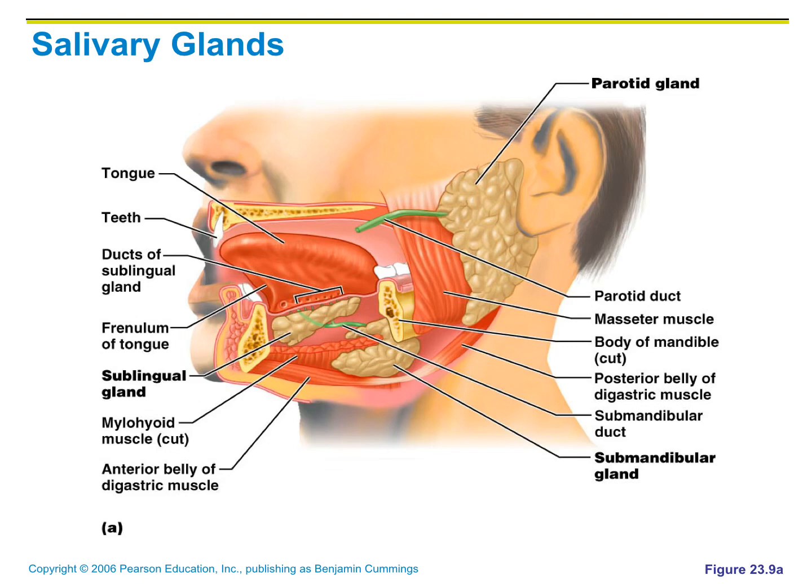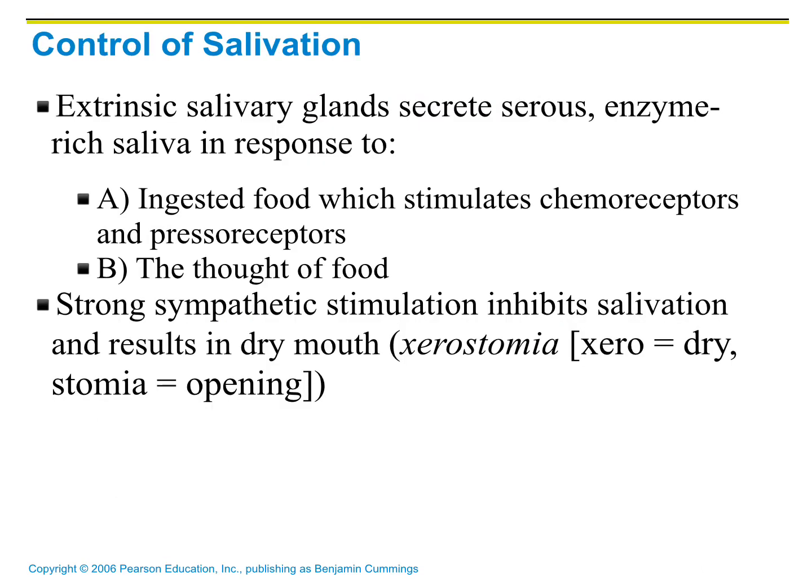So what causes the extrinsic salivary glands to secrete that salivary amylase? Basically, it could be a couple of things. It's ingestion of food, and when we put the food in the mouth, there are chemoreceptors and some stretch receptors, pressure receptors, that help us sense that we've got food in there. We need to secrete these enzymes to break it down. And also, the thought of food. So even thinking about food, we start to salivate.